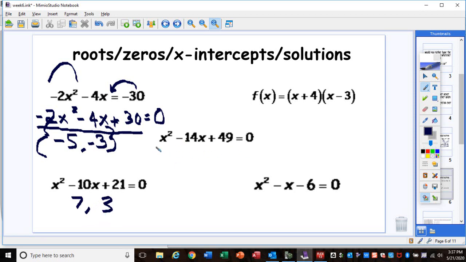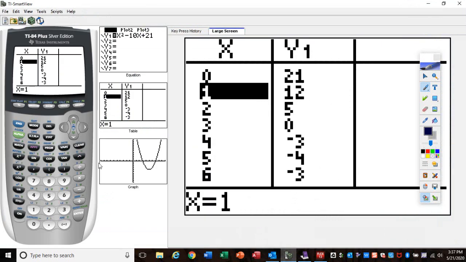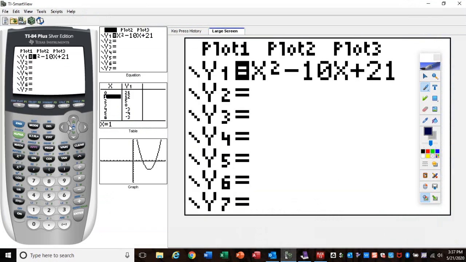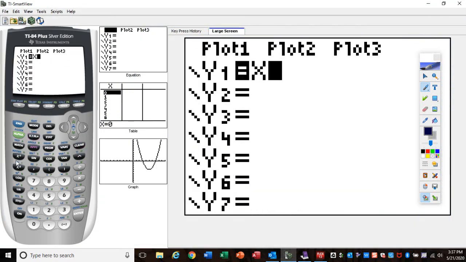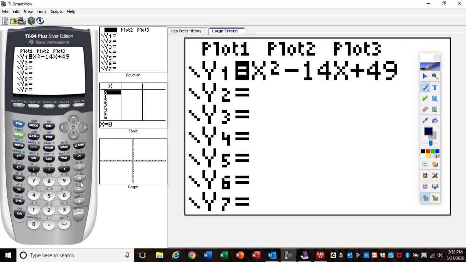Stay with me on this one. Okay, really watch this one carefully. This is one of those special types. So when you go to your calculator, we're going to go x squared minus 14x plus 49. It's going to be kind of a short video, so just stay with me on this, please.